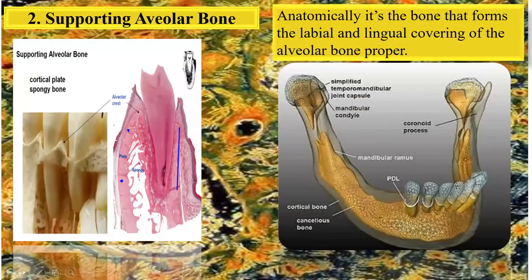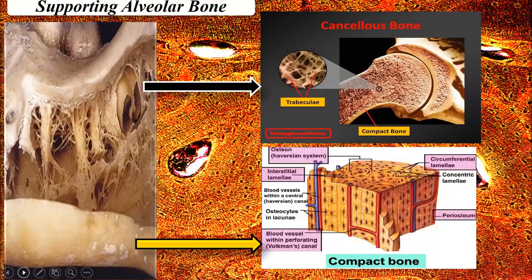Let's look into the supporting alveolar bone. Anatomically, it is the bone that forms the labial and lingual covering of the alveolar bone proper. From the picture, it is very clear that there is cortical bone and spongy bone. Supporting alveolar bone comprises the cortical bone and spongy bone. In this picture, a little more clearly, you can see the down arrow depicts the cortical bone or the compact bone, and the upper arrow depicts the cancellous bone.